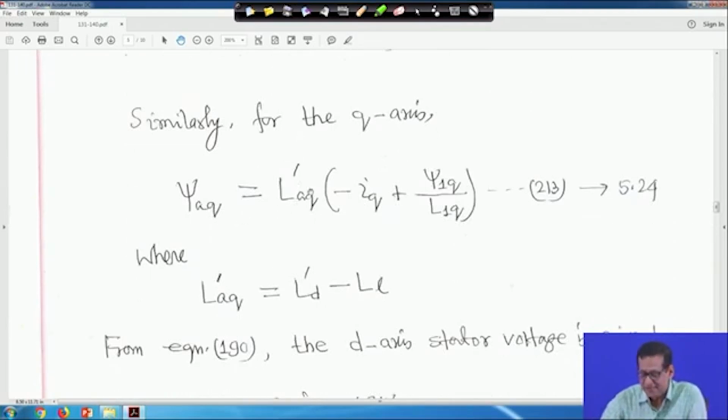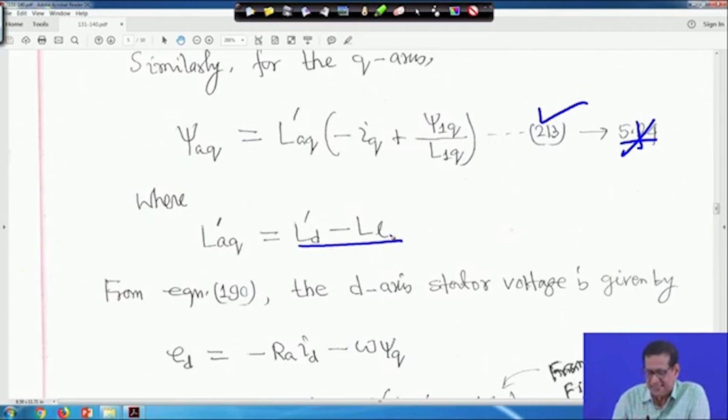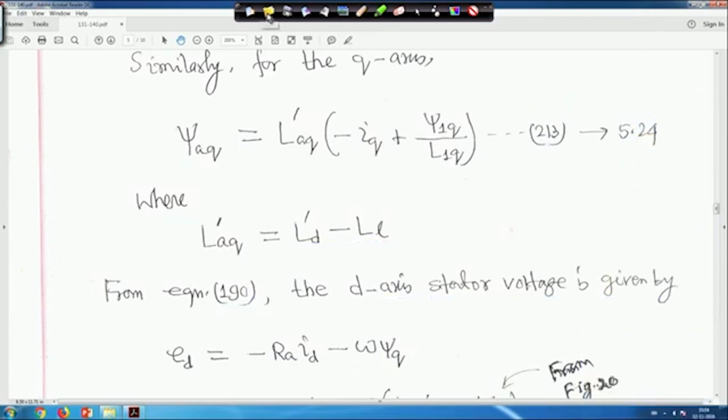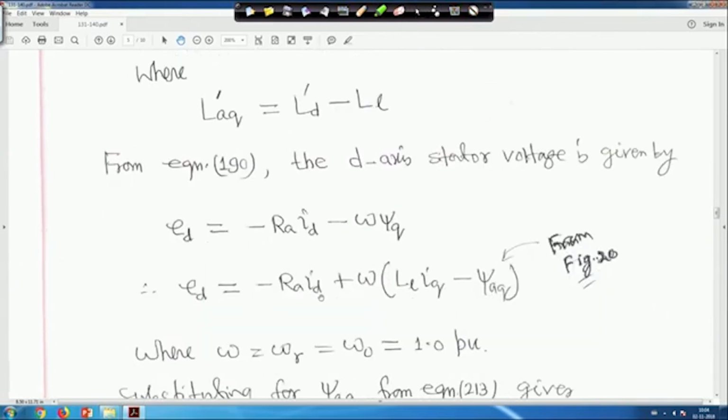You will get psi AQ is equal to LAQ dash in bracket minus IQ plus psi 1Q upon L1Q, this is equation 213, where LAQ dash is equal to LD dash minus LL, same as before. From equation 190, the d axis stator voltage is given by ED is equal to minus RA ID minus omega psi q. We go back to equation 190, and therefore ED is equal to minus RA ID plus omega psi q, where psi q is LL IQ minus psi AQ.